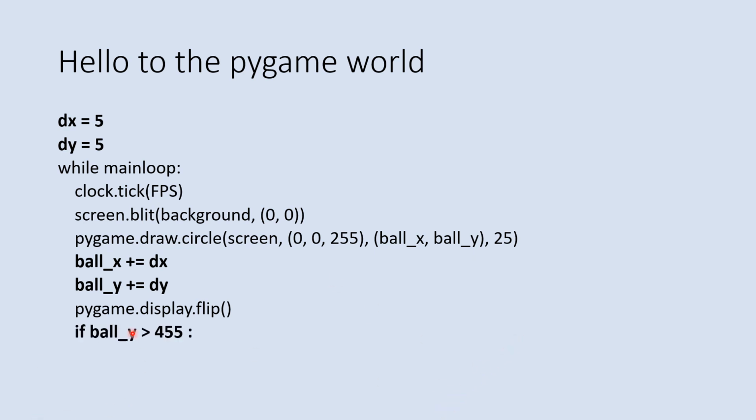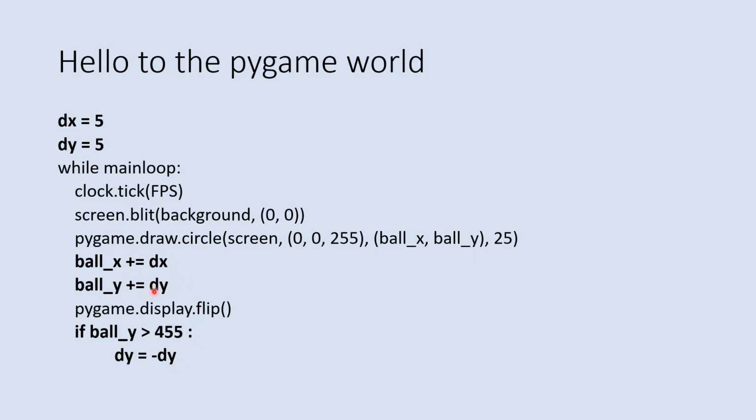And so what we can say is, if the ball y value gets too big, remember this too big would put us at the bottom of the screen. The screen is 480 pixels, and so 455 plus the 25 would put the ball starting to go off the bottom of the screen. If that happens, then we could, for instance, change dy to negative dy.